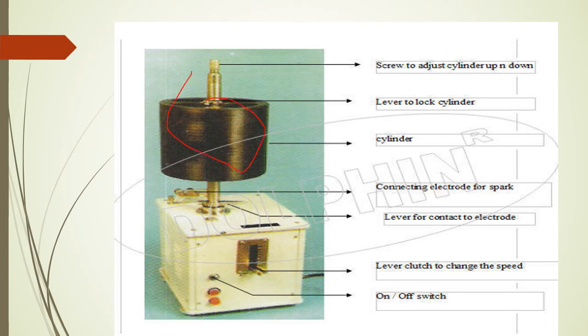So that is basically a screw to adjust the cylinder from up to top. So we can go up and down to adjust this drum according to our needs. There is a lever here to lock the cylinder, that itself is the cylinder over which the paper is attached. There are the connecting electrodes. Then there is a lever to control the electrodes. Now that is the lever clutch to change the speed, and that is the on off switch. So basically there are various speeds which are marked, and for rabbit ileum we take a speed of 2 millimeter per second.